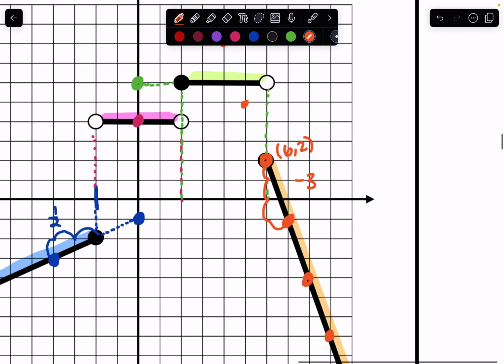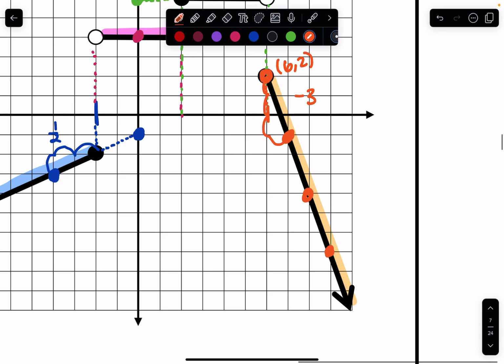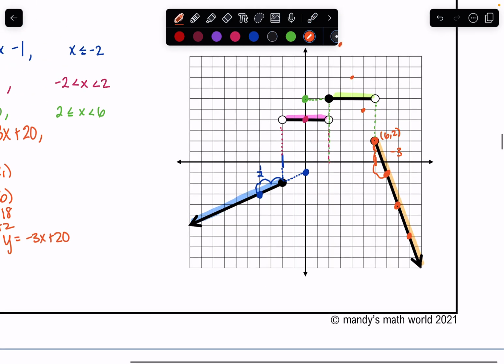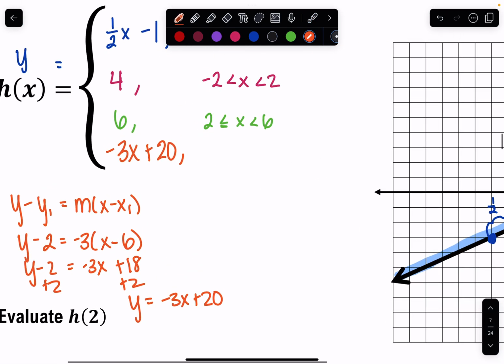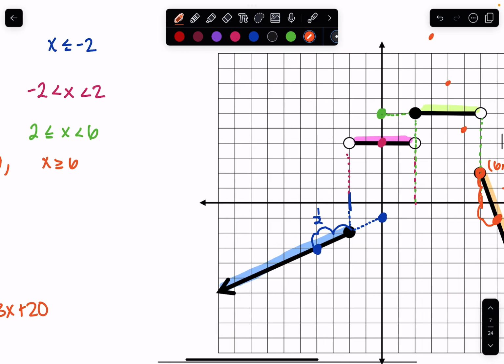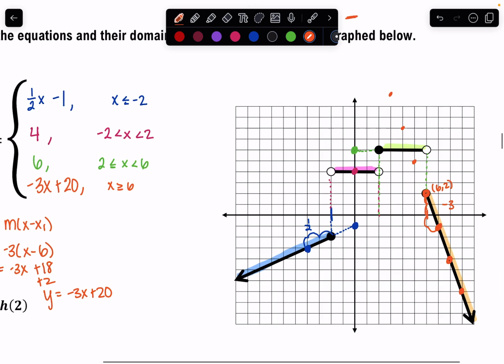And then where does this line exist? This line exists starting from positive 6, closed circle. My arrow goes forever to the right. It's going down. This is why I have that negative slope. Because we have that negative slope, we're going down forever, but we're also moving to the right forever. So I'm going to write that now. We have x is greater than or equal to 6. Just going to look at 6 on the x-axis. We're greater than, we're moving to the right forever.